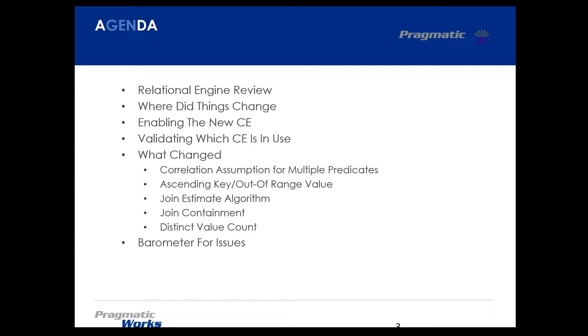And then we're going to dive a little bit deeper into specifically what's changed. We're going to talk about the correlation assumptions for multiple predicates, ascending key and out-of-range values, the joint estimation algorithm, joint containment, and also distinct count values. We're also going to talk about a barometer for issues on how you would actually detect whether or not you should use one cardinality estimator over the other.